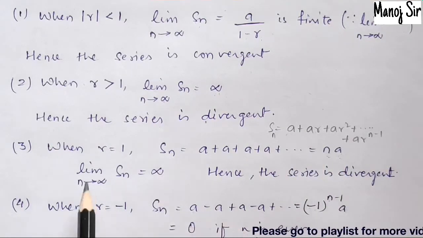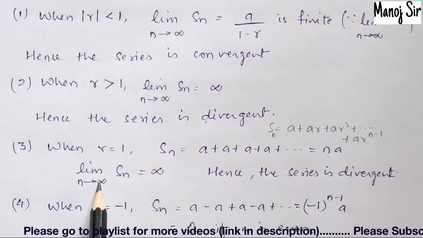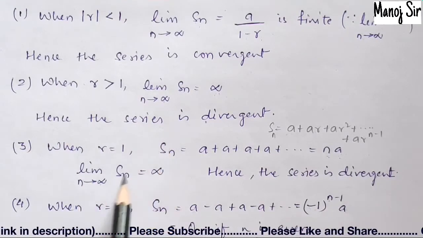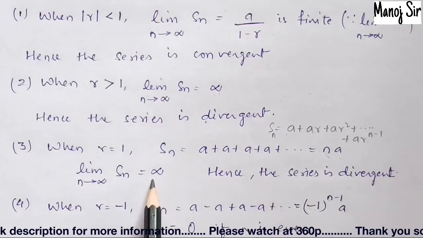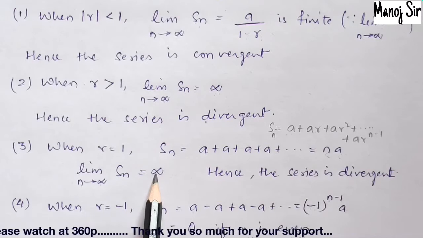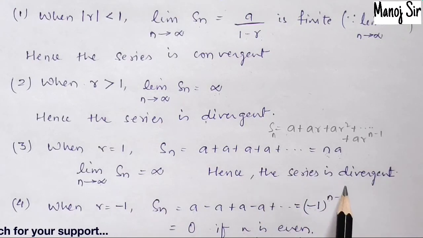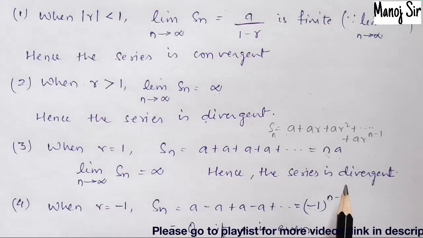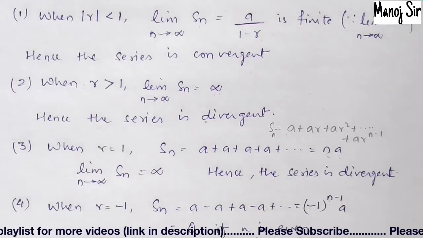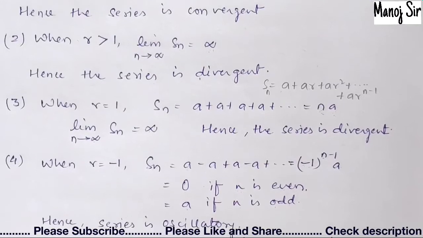In this situation, if you find the limit as n tends to infinity for this Sn, if you put n as infinity, you are going to get infinity. Since the limit is infinity, we can say the series is divergent. I hope this point is very much clear to you. Now we'll come to the fourth point.